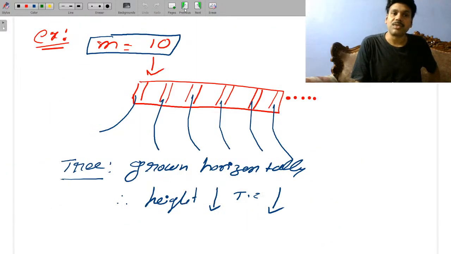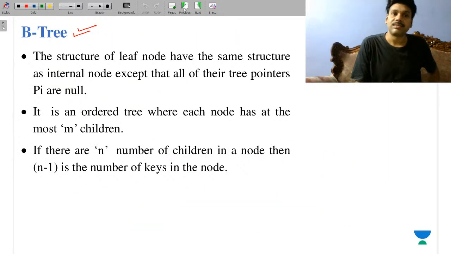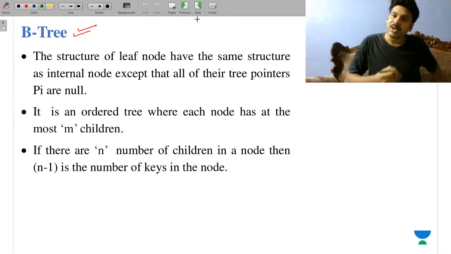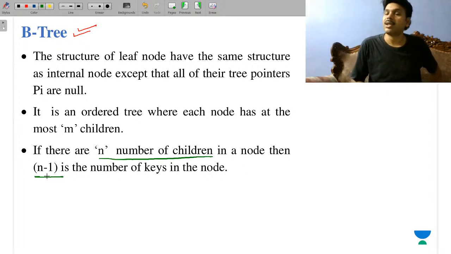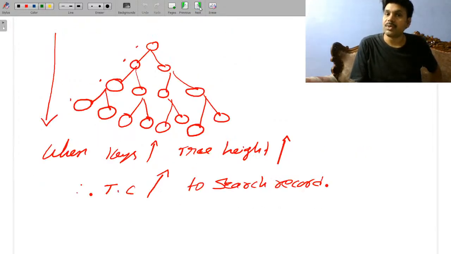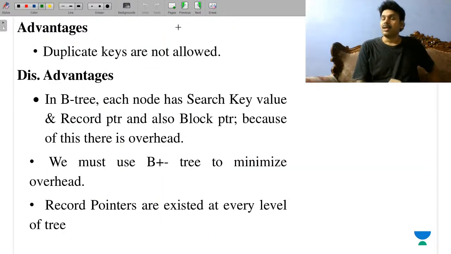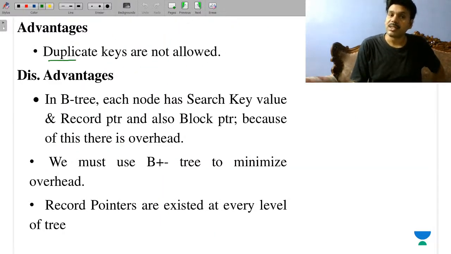So what is the concept of a B tree? When you have a B tree, we know that it starts with a root node, and it can have up to m child pointers, and it can grow down the ladder. Now see that you can have m children pointers, and you can have m minus 1 keys. The structure of a leaf node is very similar to the structure of the root and internal nodes. And what are its disadvantages? This is a major drawback.